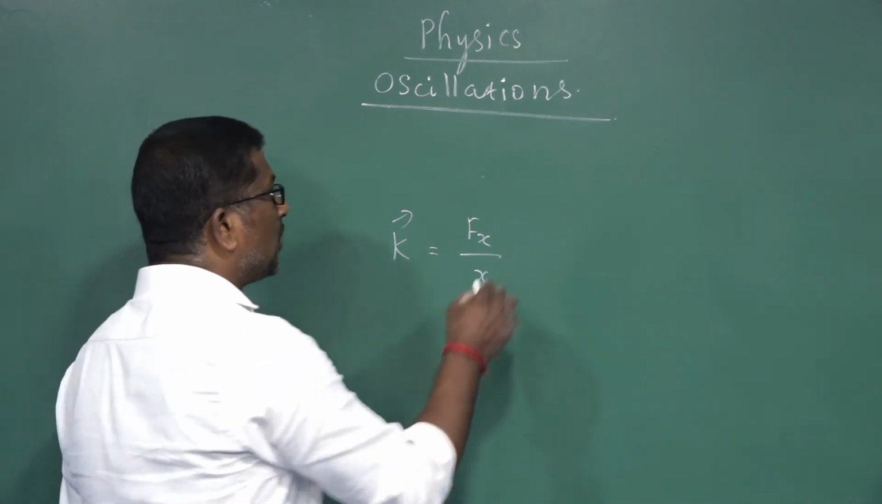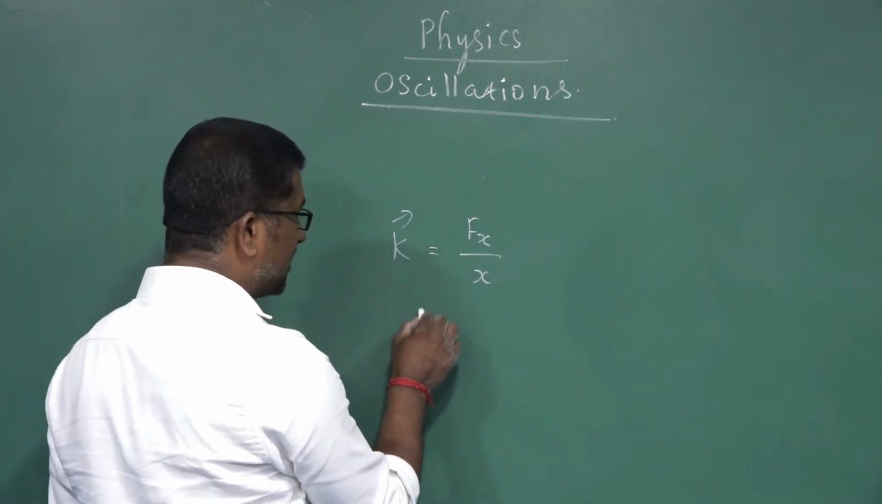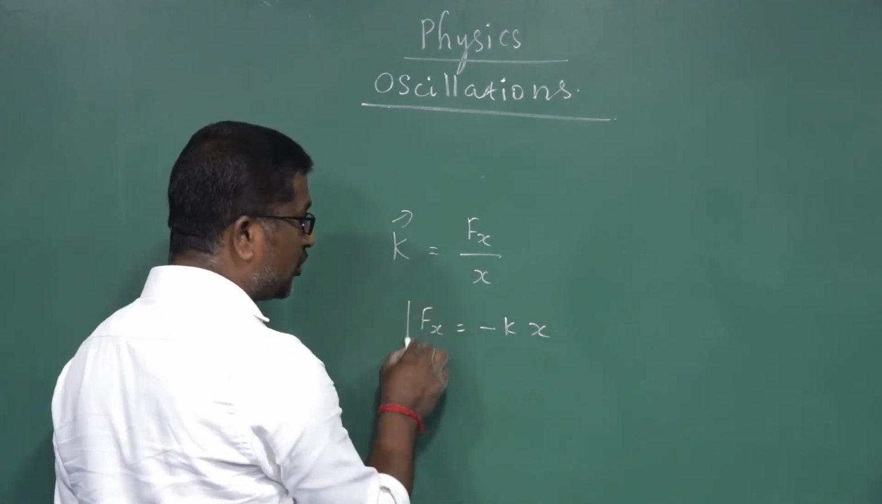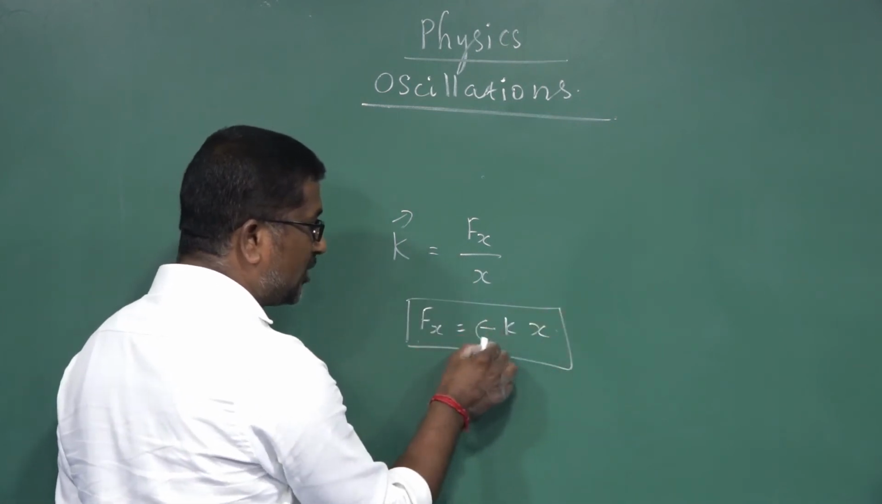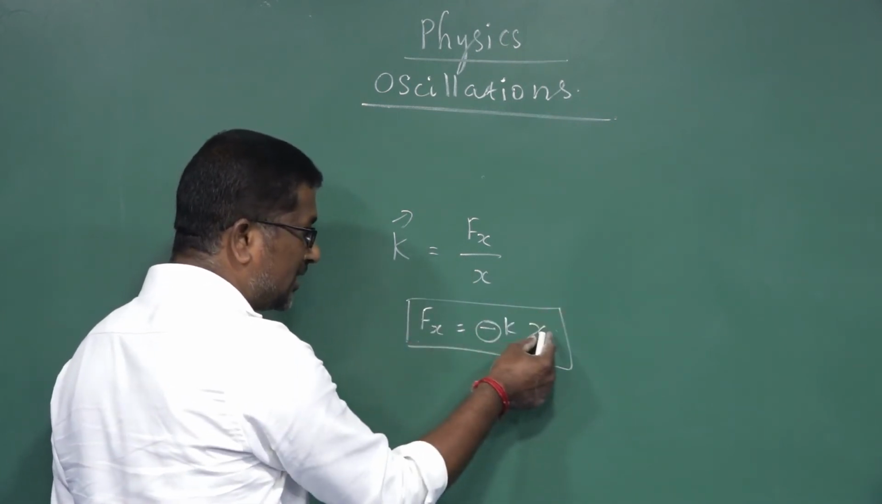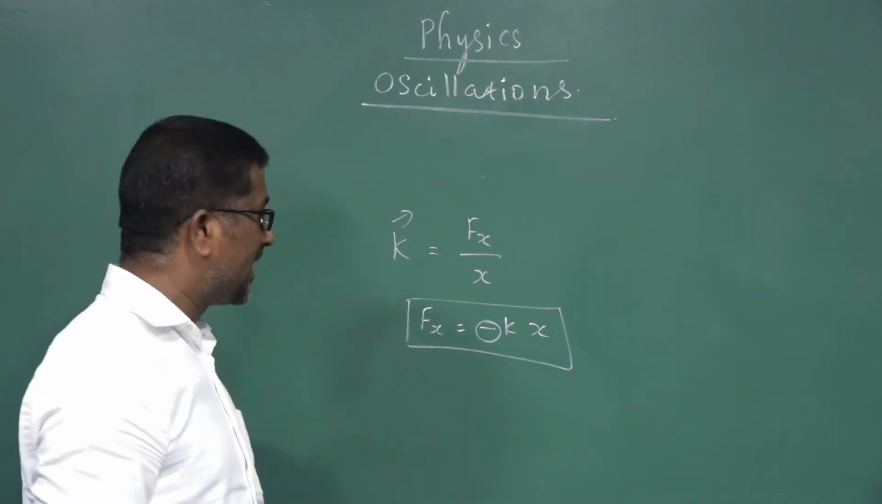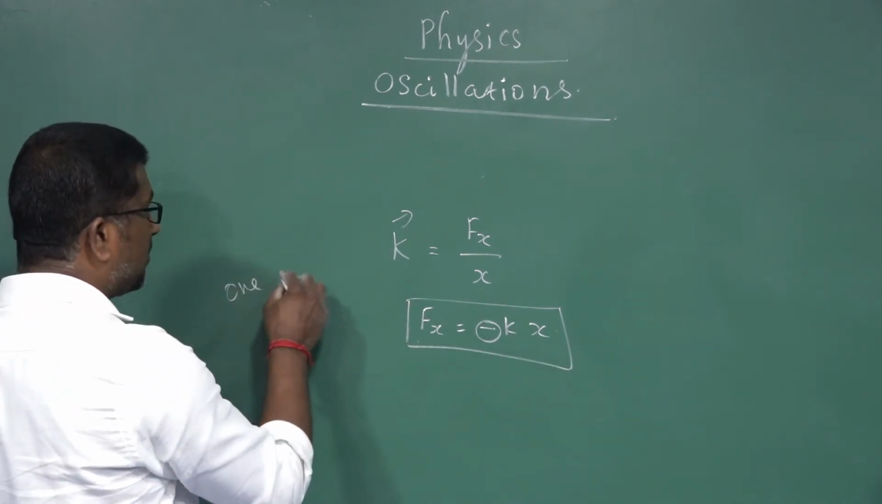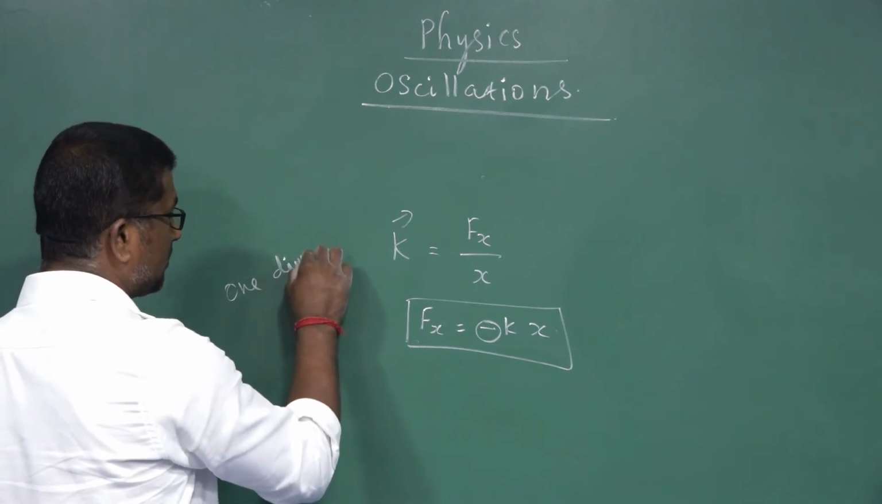Right. Okay, here the condition is Fx is equal to minus k into x. Already you know that. Here the negative sign indicates the force and the displacement are in opposite direction. So this equation is also applicable for one-dimensional space.